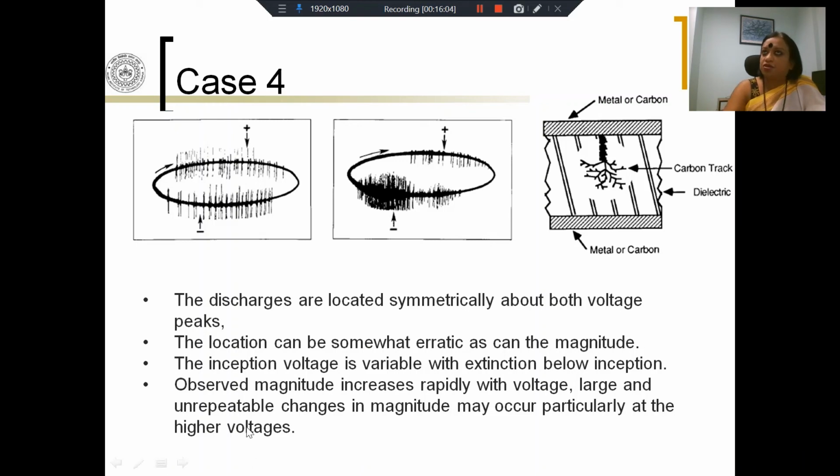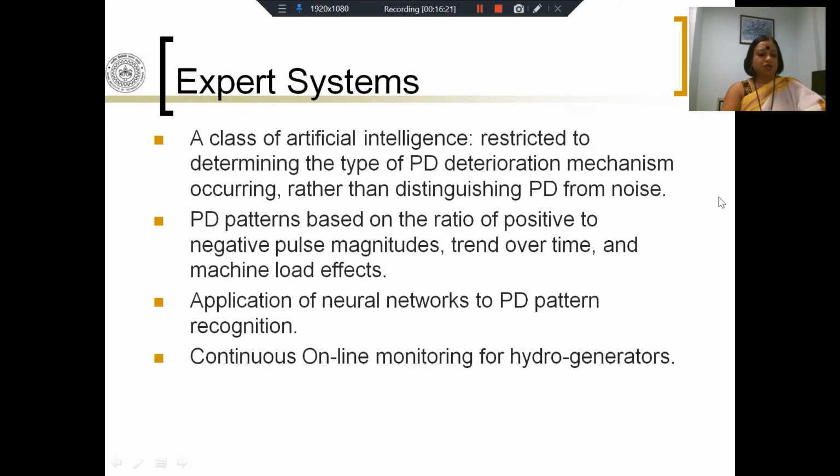Also, so you don't have a clue about what is happening. And then you see that the observed magnitude increases rapidly with voltage, and larger and unrepeatable changes in magnitude may occur, particularly at higher voltages. So these are indicative of carbon tracks or dielectrics inside the material. So as you see, I have just given you some examples.